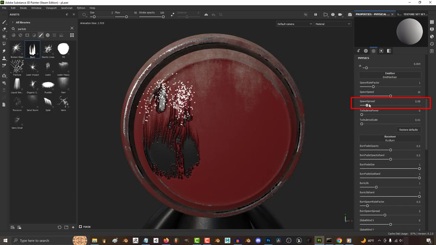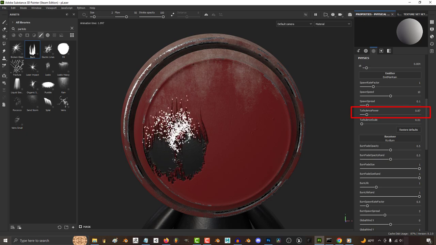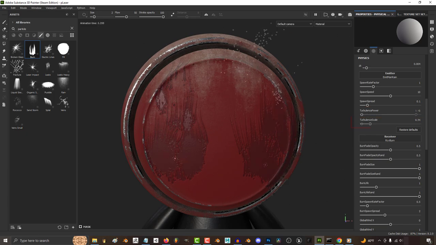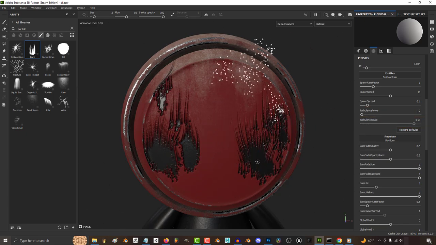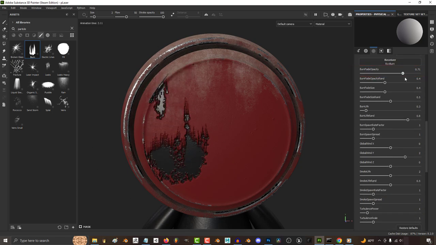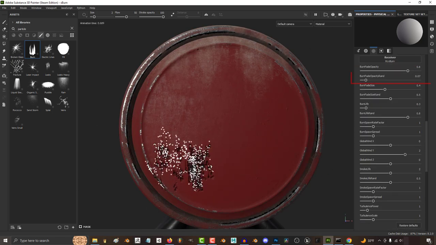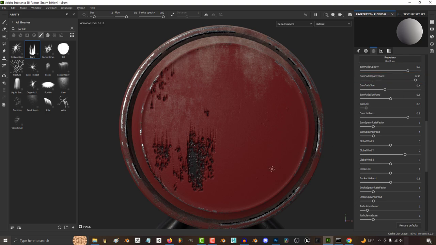The higher the spread, the more the flames will disperse. The more turbulence you have, the more messy the waves will get. The higher the scale, the more the turbulence will be affected. The higher fade opacity, the smaller each individual fire becomes. Fade opacity random makes the fade a little bit more unpredictable.